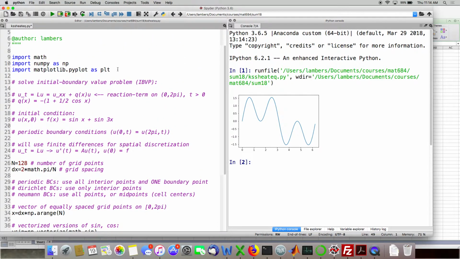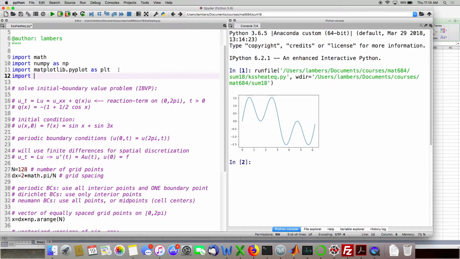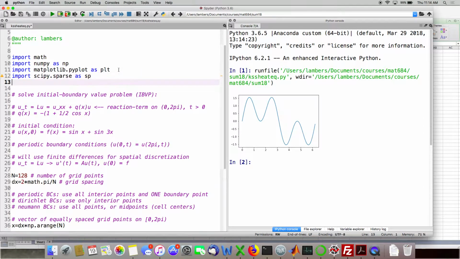So I need to import something else. So import scipy.sparse as sp. There's one more import I'll need: scipy.linalg. I'll call that SL. Although right now I'm not remembering exactly where I used that. Or do I really need it? Oh, yes, but later.